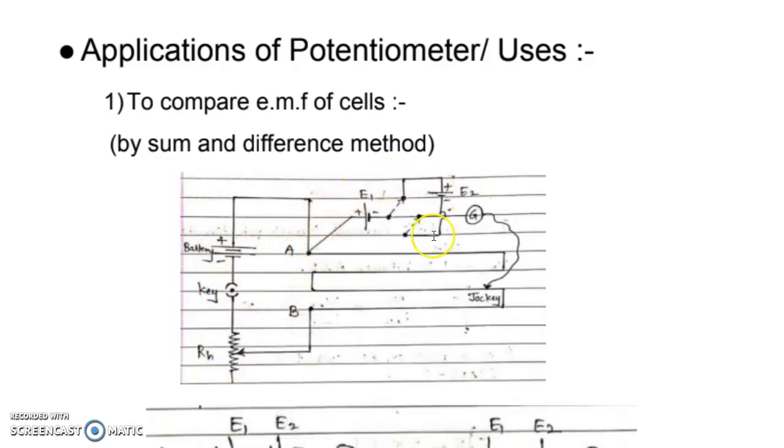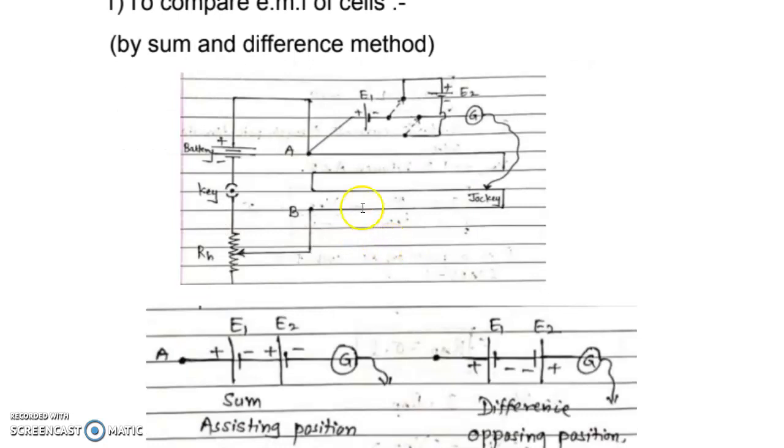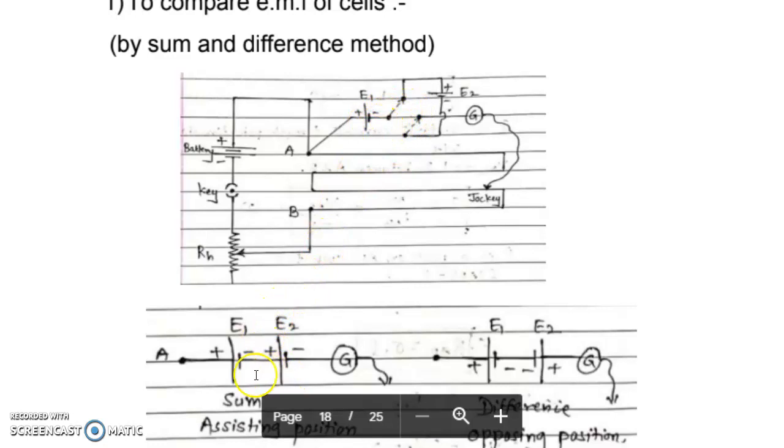Now in this upper part of wire AB, I call this circuit the secondary circuit. Here I have got two cells, one is cell E1, the other is cell E2. They are connected as shown in this figure by using a 4-way key, and by using this 4-way key arrangement, I can either connect cells E1 and E2 in the assisting position or in the opposing position.